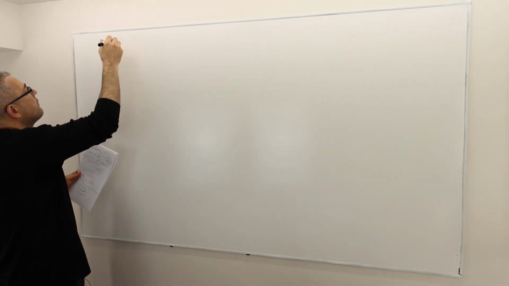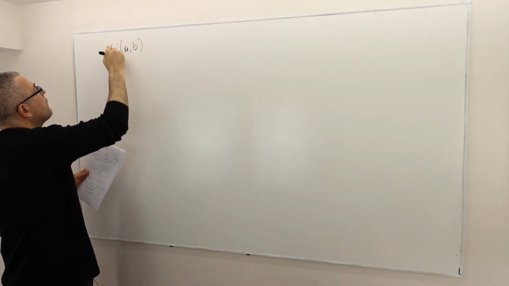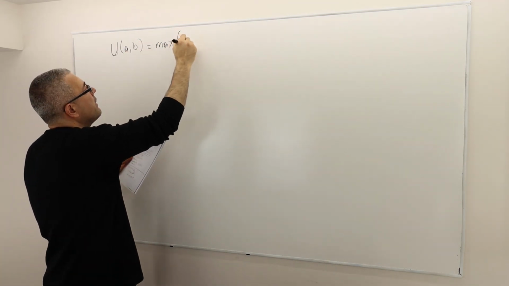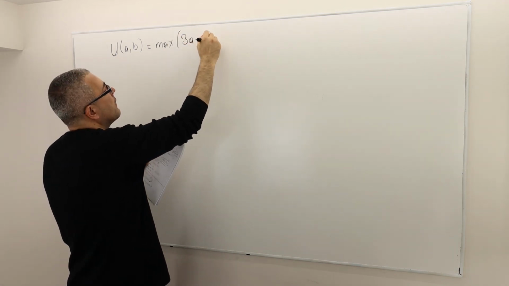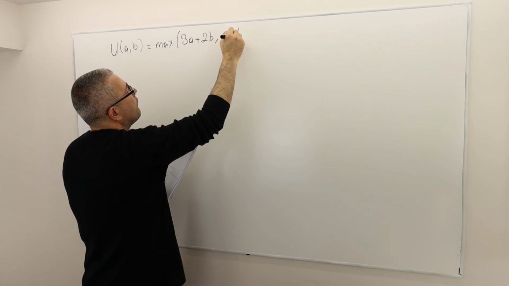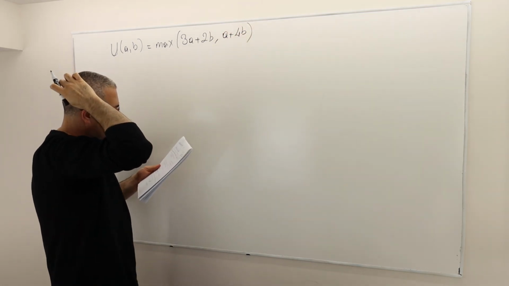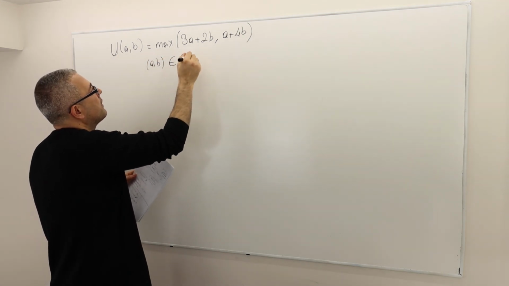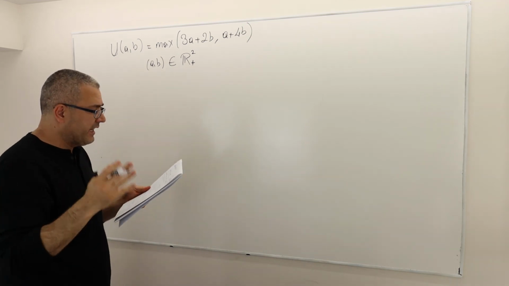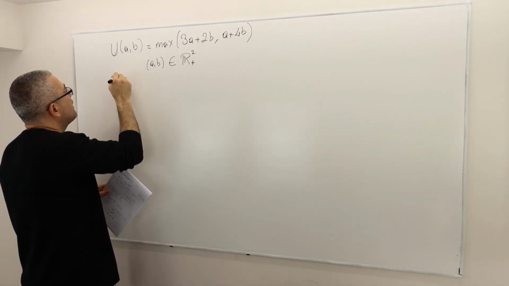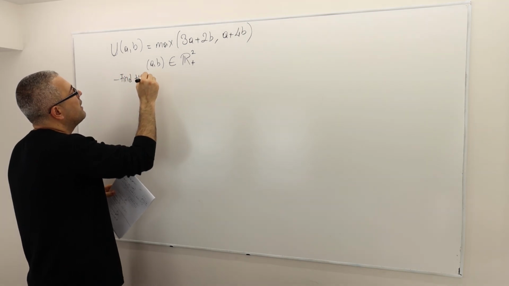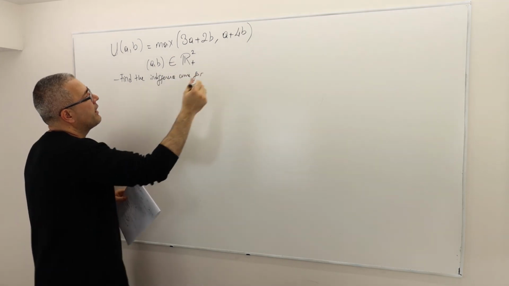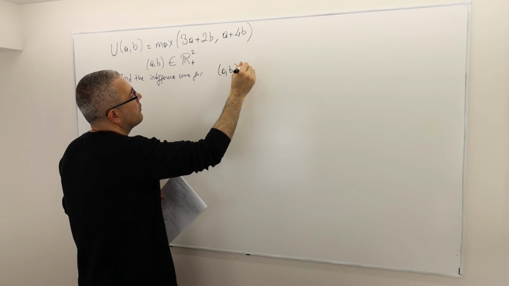So let's suppose the utility function u(a,b) is equal to max of 3a plus 2b, comma, a plus 4b, okay? Where (a,b) is just a non-negative real vector. So the question is, find the indifference curve for alternative (a,b), which is equal to what?